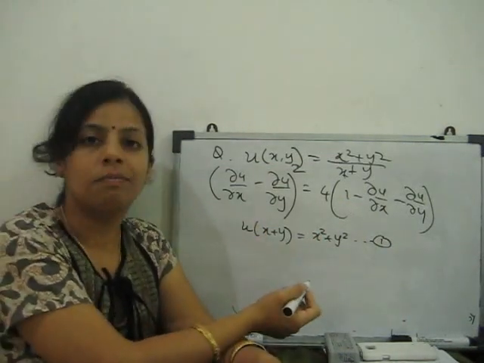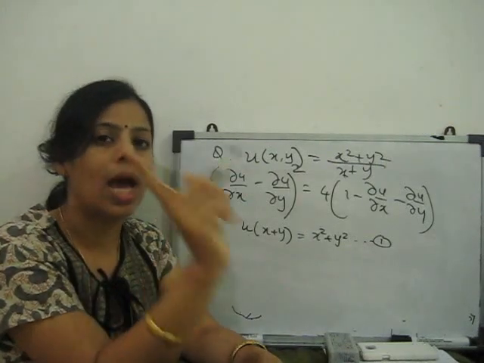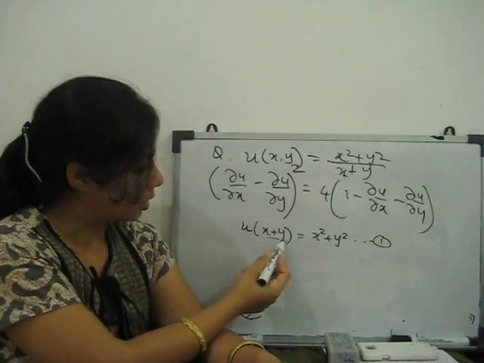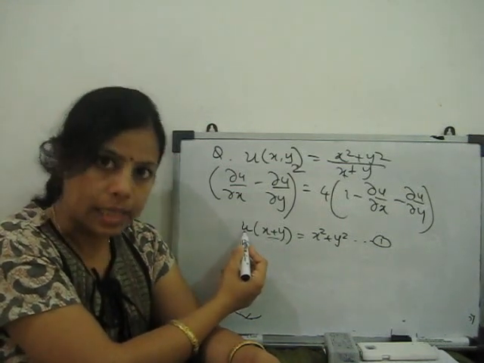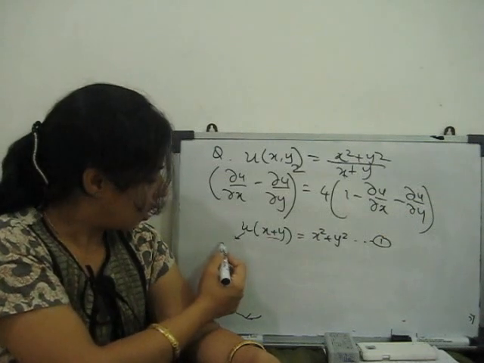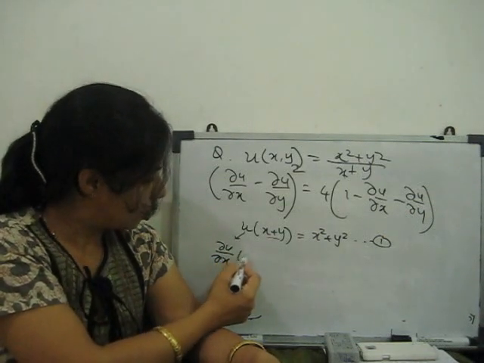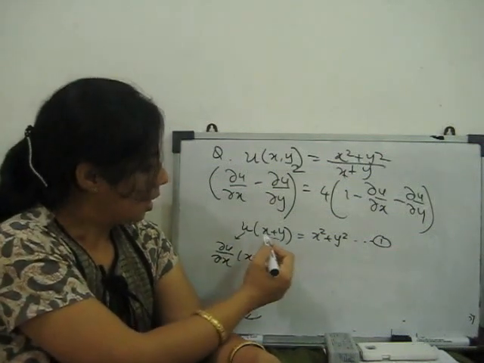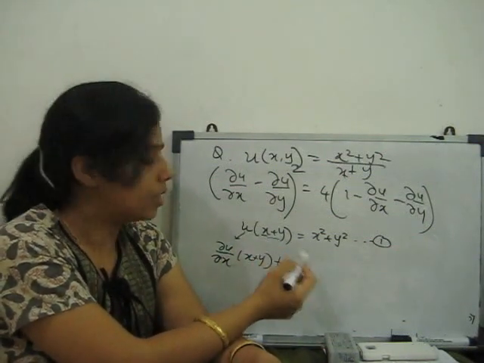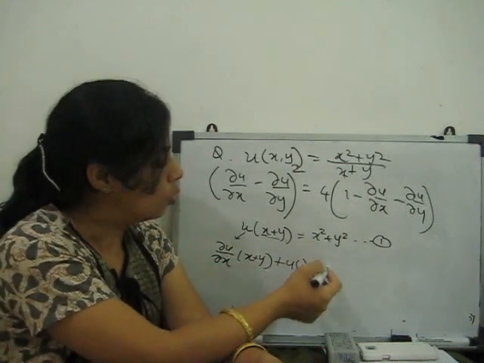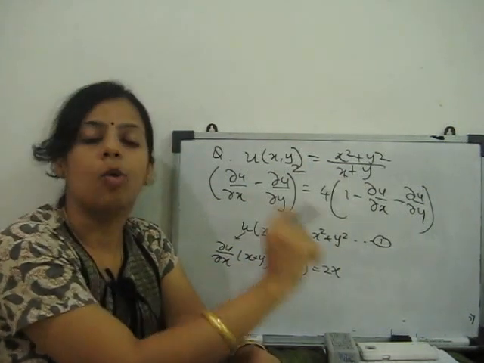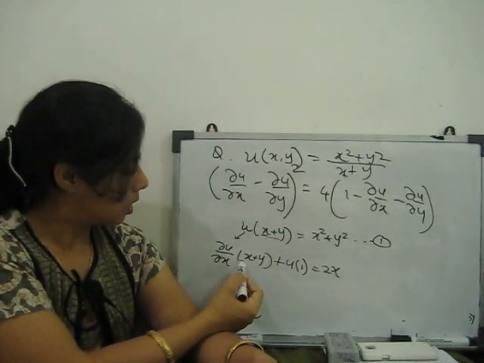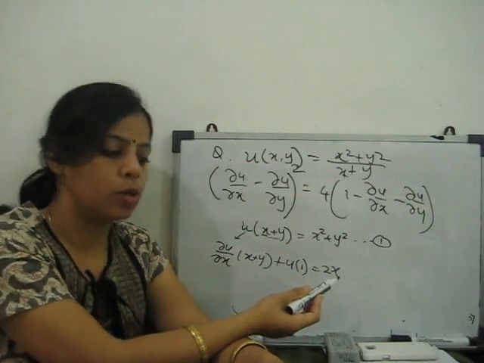First, take equation 1 and partially differentiate with respect to x. With respect to x, u is also a function of x, and so is this. So when we differentiate, this gives del u by del x into (x plus y) plus u as it is, d by dx of x is 1, equal to 2x. y goes to 0 because it is constant. So this equation is del u by del x into (x plus y) plus u equal to 2x.